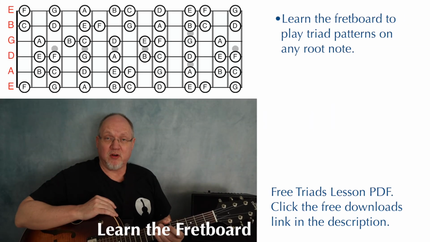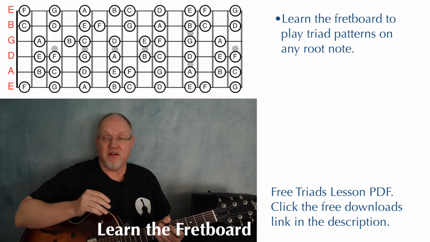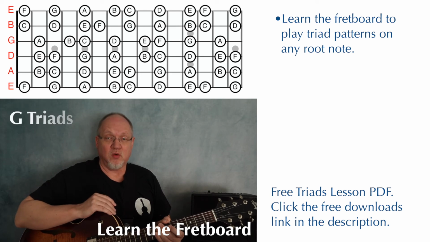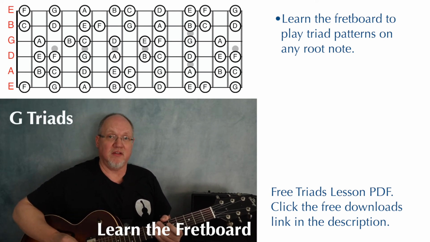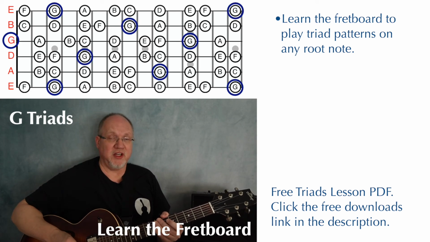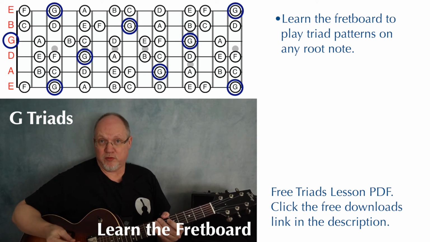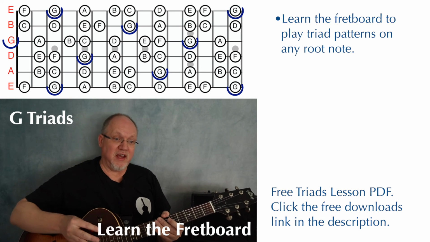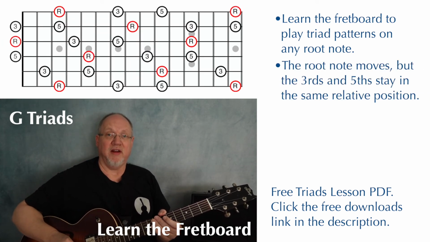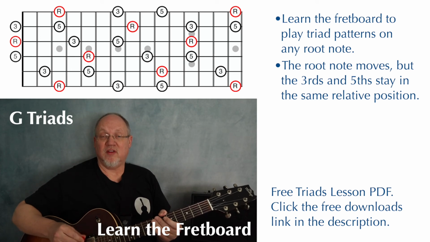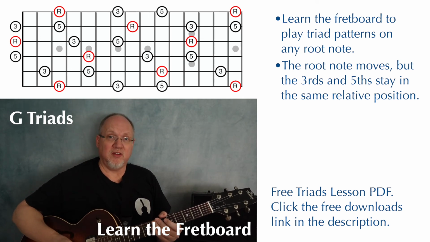If you want to be able to put all these triad patterns to use, you need to know the fretboard. So let's say you want to figure out some G major, minor, and diminished triads. First, you have to be able to find all the G's on the fretboard so you know where your root notes are. Now in this diagram, the root notes are shifted from where they were for the C major triads, but your thirds, fifths, and your roots are all the same relative to each other.